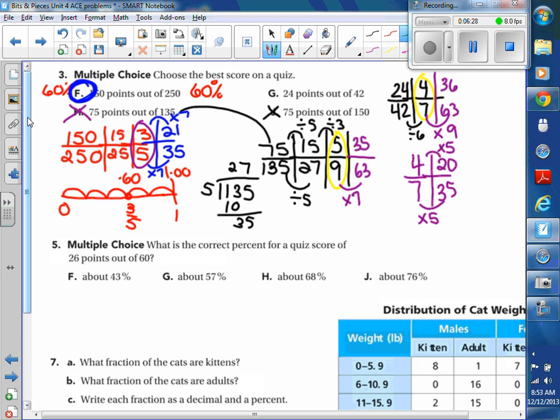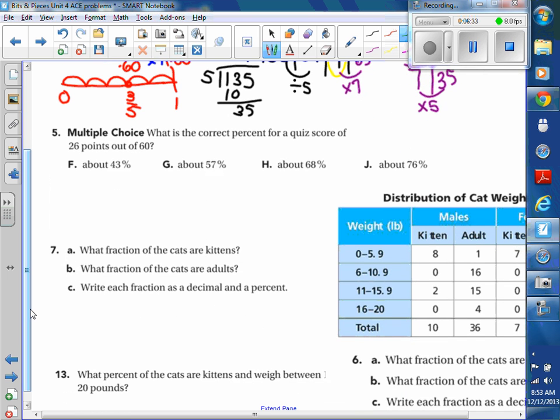Ellie. Oh, I have it. Excellent. Next one. This is so much easier, isn't it? Yeah, I did 26 out of 60, because it's a part to whole, right? Ratio table, and I multiplied it by 200 because I knew that I'd get 1,200. Really? Yeah.